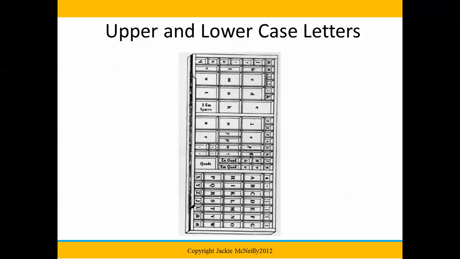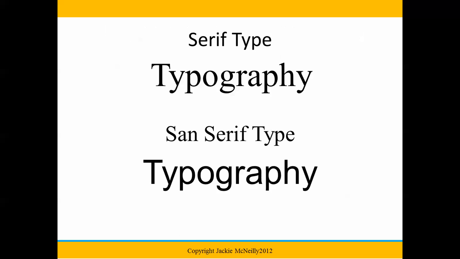Now, type was stored in these types of drawers that were compartmentalized. And in the uppercase were the large letters, and lowercase were the small letters. Therefore, we get our term upper and lower case.